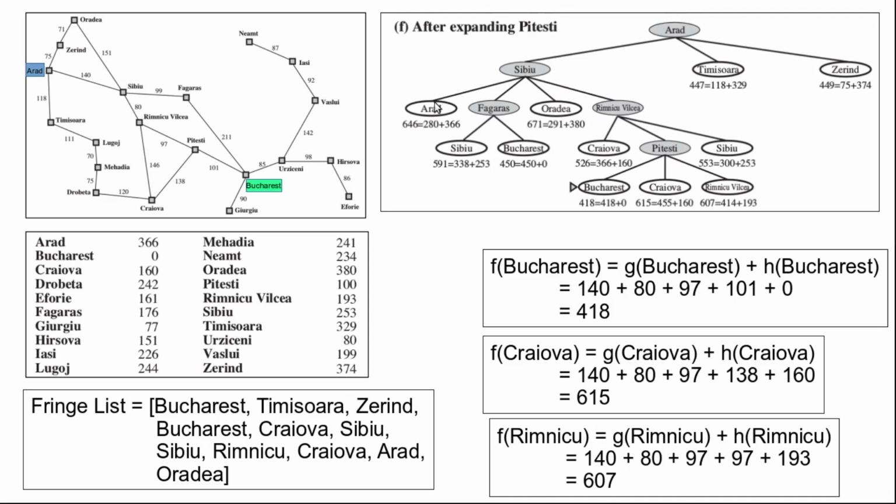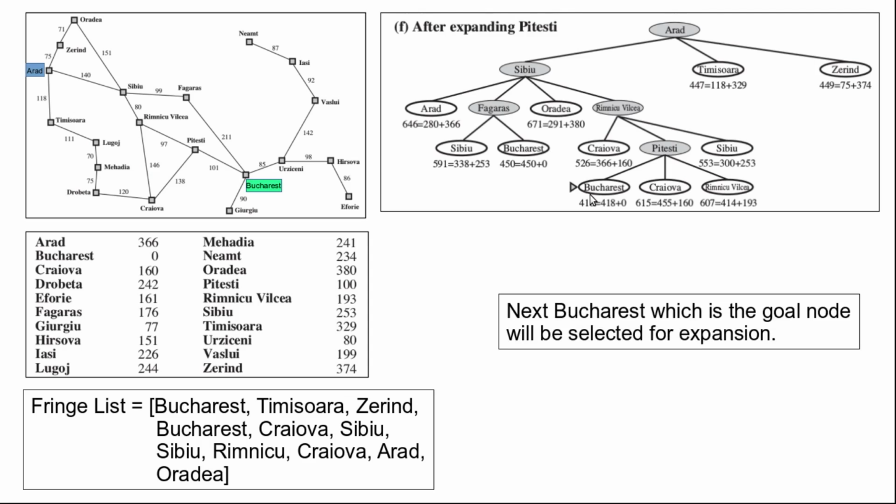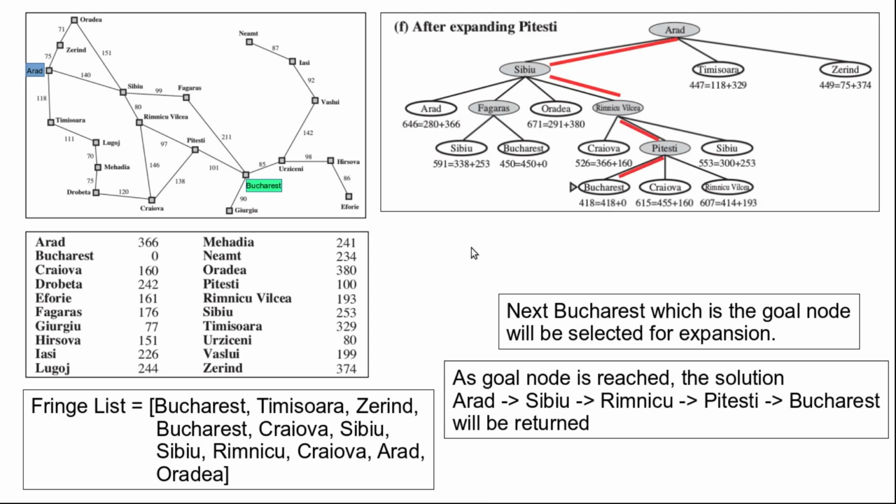So now among all the nodes in the fringe list, the node with the smallest F value is Bucharest, which has an F value of 418. Now Bucharest will be selected for expansion, and when we perform the goal test, we see that Bucharest is in fact our goal node, and hence it means that we have found a solution. The solution would be Arad to Sibiu, then Sibiu to Râmnicu, Râmnicu to Pitești, and Pitești to Bucharest. So this would be the solution for the search problem.